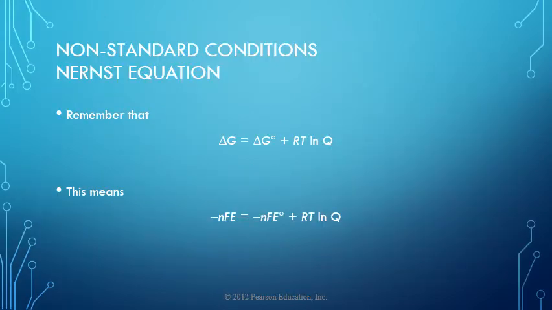So now here's where we're going to get into the non-standard conditions. So for your non-standard conditions for your Ecells, we use something that we call the Nernst equation. So from our work with the Gibbs free energy, we remember that the non-standard conditions, the delta G is equal to the delta G naught plus the RT for the ln of Q. We can set that equal to the negative NFE and the negative NFE naught for each of our delta G's plus the RT ln of Q. And when we do that, we can rearrange our equation to give us a little bit more easily usable version of that.